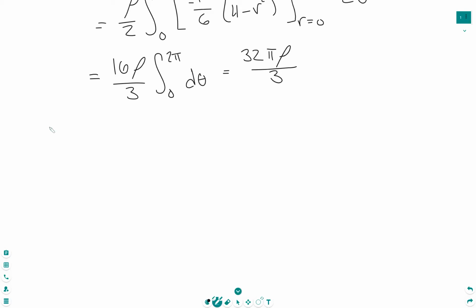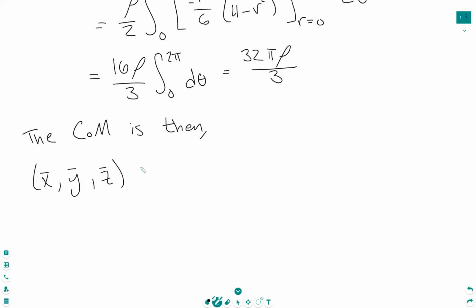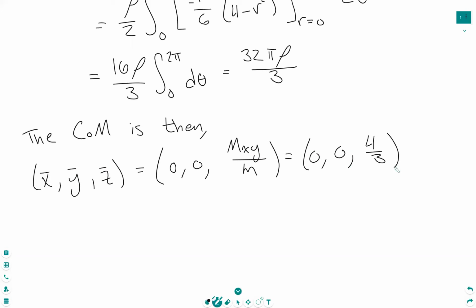So the center of mass is then x bar, y bar, z bar, which is equal to 0, 0, the moment about the xy plane over the mass, which is going to give us 0, 0, and 4 thirds.